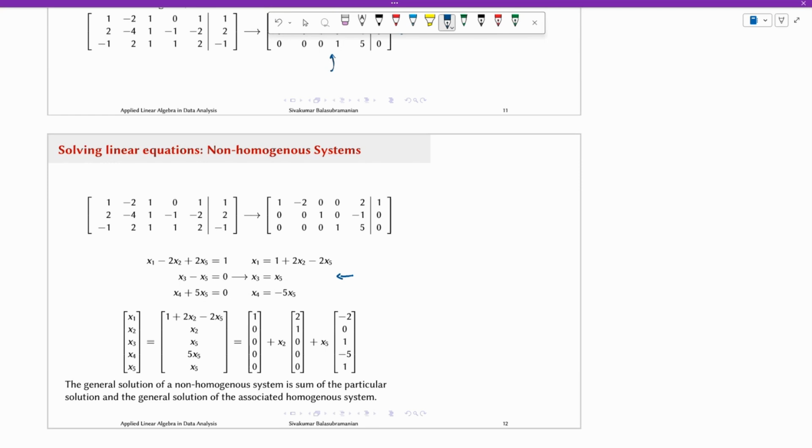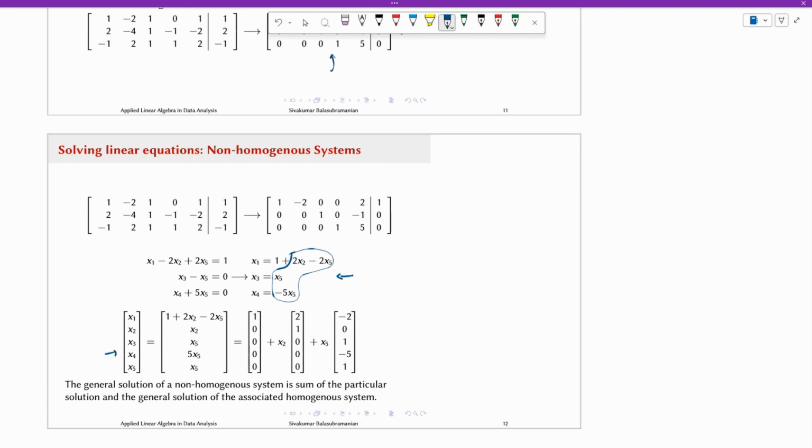If you now again do the same thing, choose the components corresponding to the non-basic columns as the free variables and move them to the right-hand side, keeping only the components corresponding to the basic columns on the left-hand side. If you do that, then you get an expression like this. Well, this part of the expression is the same as when we did Ax equals 0. What you now have is this dangling 1.